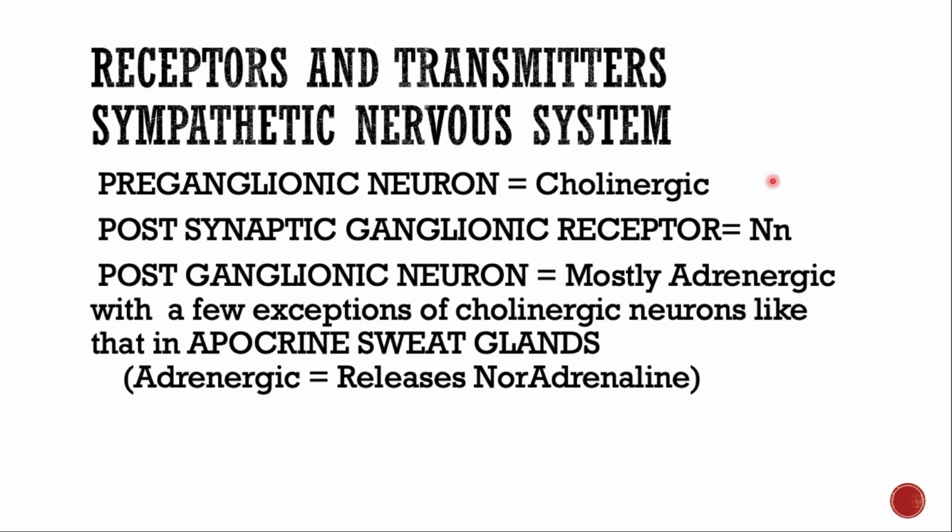The difference lies here. Postganglionic neurons are mostly adrenergic, that is, they secrete noradrenaline. The exception to this point is the apocrine sweat glands. The apocrine sweat glands are innervated with cholinergic sympathetic fibers. This is the point you should always remember: postganglionic neurons in the sympathetic system secrete noradrenaline, whereas the few exceptions are cholinergic sympathetic fibers, that is, the apocrine sweat glands. Adrenergic is equal to noradrenaline.